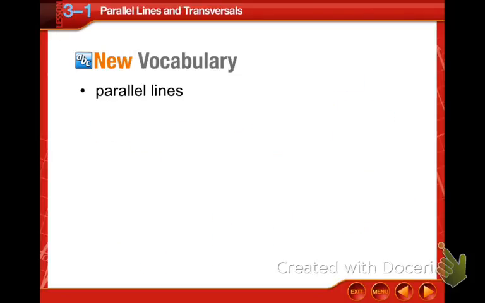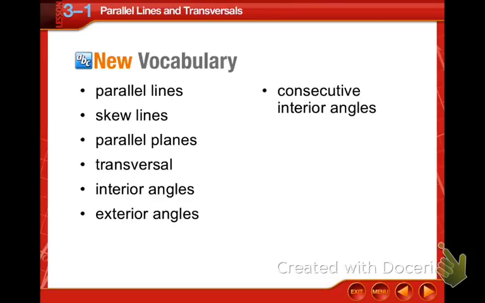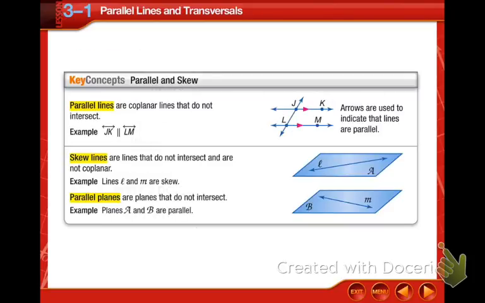So today's notes cover parallel lines, skew lines, parallel planes, transversals, interior angles, exterior angles, consecutive interior angles, alternate interior angles, alternate exterior angles, and corresponding angles. So here's our first three definitions. All these were on our vocab, so hopefully we did that already. Parallel lines are coplanar lines that do not intersect. Skew lines are lines that do not intersect and are not coplanar. And parallel planes are two planes that do not intersect.